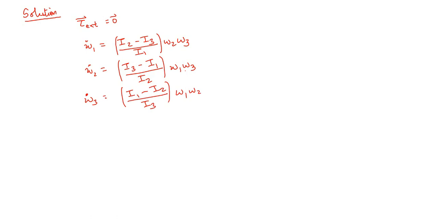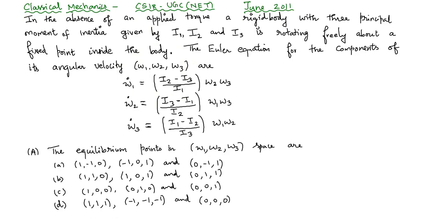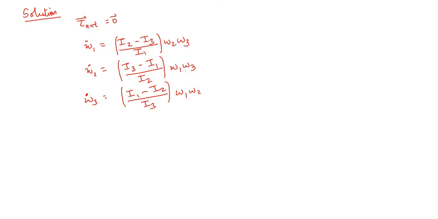Now what is asked? The first question: the equilibrium points in omega space. So let us calculate the equilibrium points. How do we calculate equilibrium points? Set omega 1 dot equal to 0, omega 2 dot equal to 0, and omega 3 dot equal to 0.